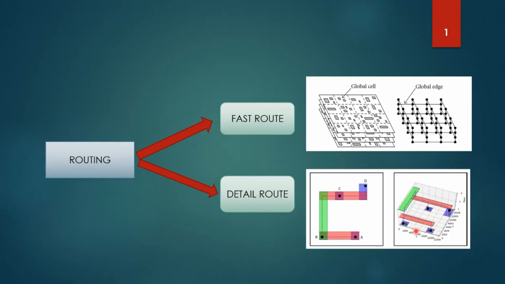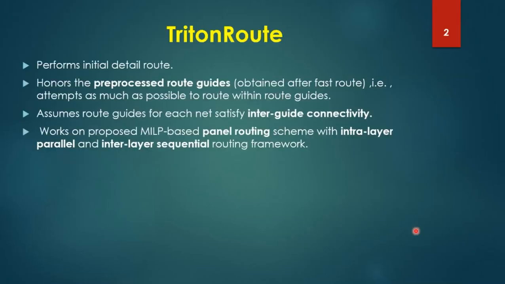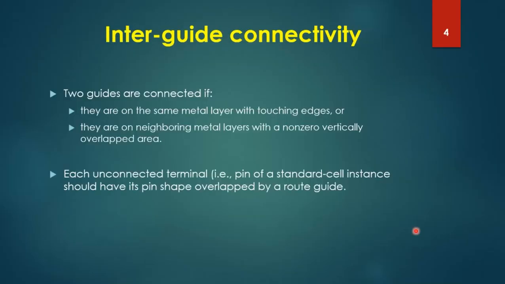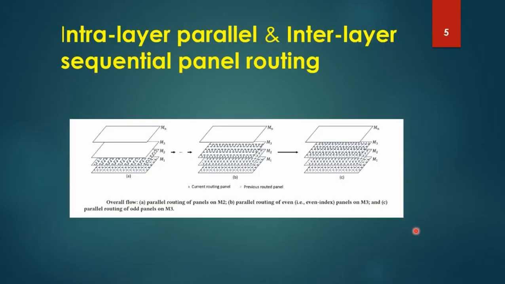So this is the reason why, if you remember, in one of the initial steps while we were doing this custom lab, we wanted the pins to be at the intersection of the horizontal and vertical tracks. This route guide actually has many tracks within itself. So if you have the pins on the intersection of the vertical and the horizontal tracks, that will ensure that the pin is actually overlapped by the route guides. So this is what inter-guide connectivity means.